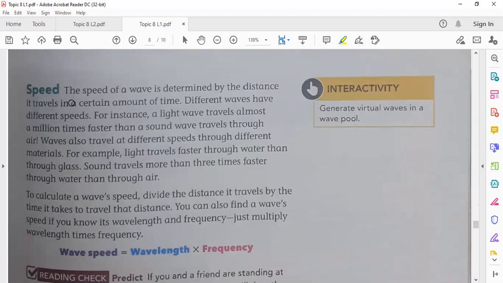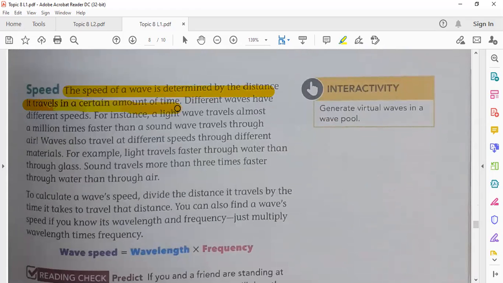Now the speed. All types of waves have a speed. Not all waves are the same speed. Of course, all waves have a speed. The speed of the wave is determined by the distance it travels in a certain amount of time.